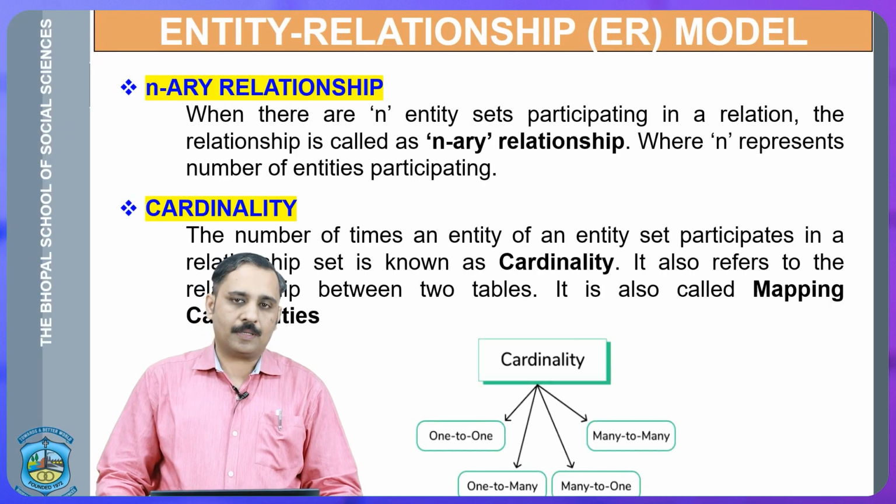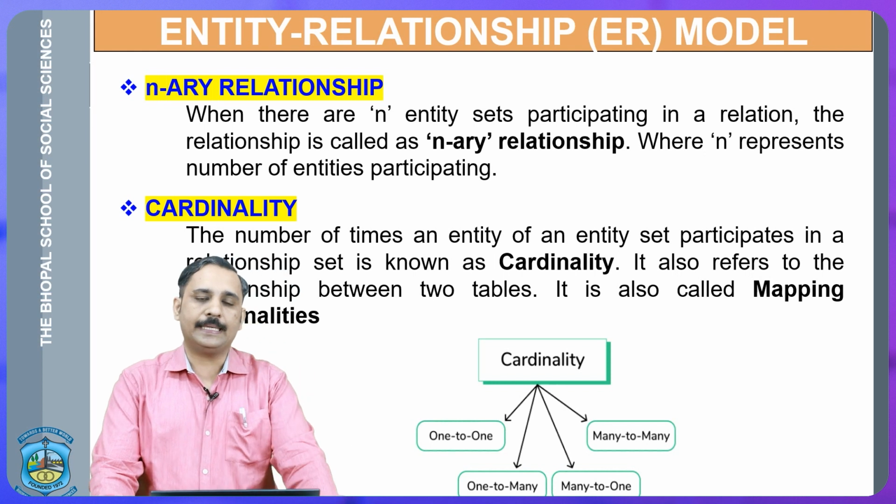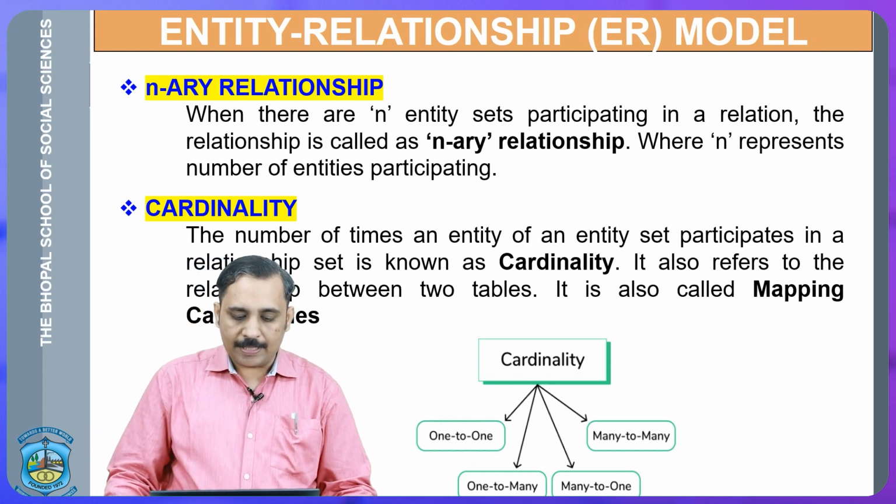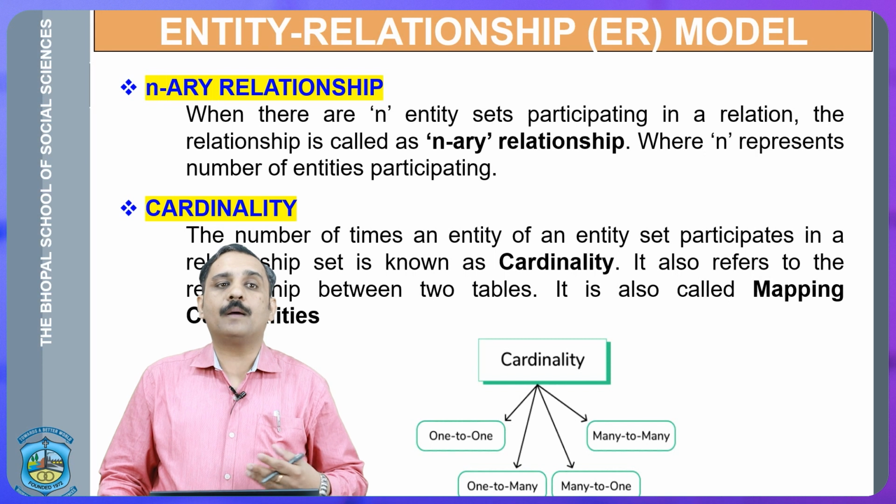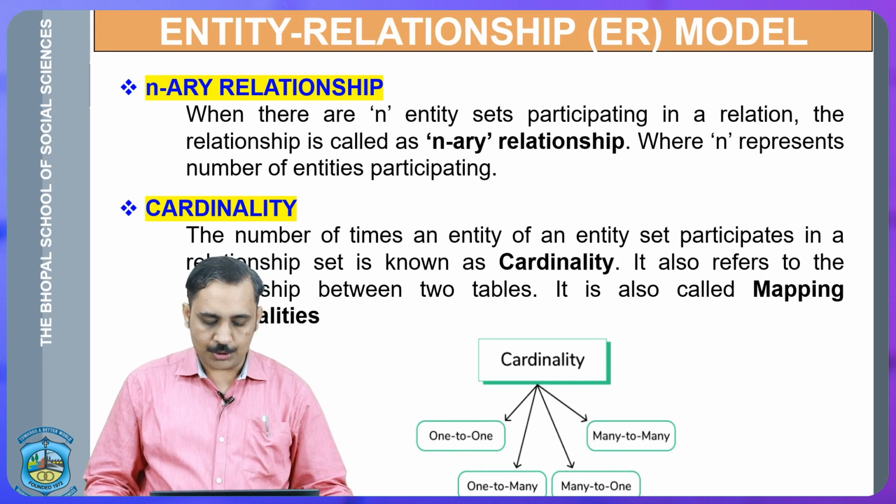In all the complex databases, we generally have more than one entity involved. So, they are n-ary relationships, where n represents the number of sets that are participating in that relationship.